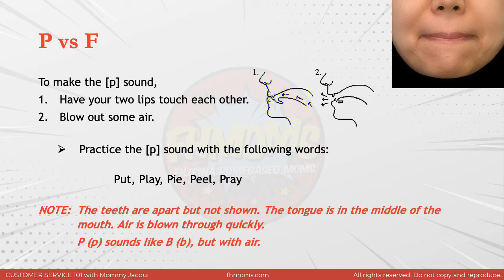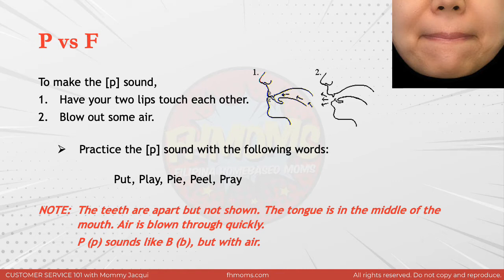Okay, now take note of this. The teeth are apart but not shown. The tongue is in the middle of the mouth. Air is blown through quickly. Now make sure that the P sounds like a B, okay, but with air. So B doesn't have the air, P has air. That's why it's voiced versus unvoiced, okay? So let's practice some P sound with the following words.